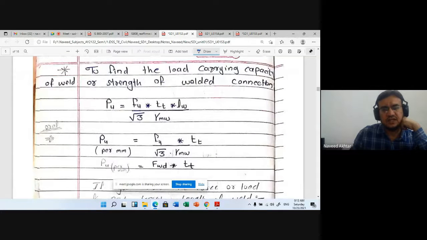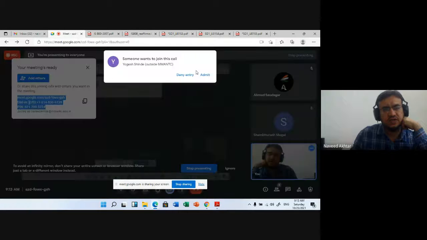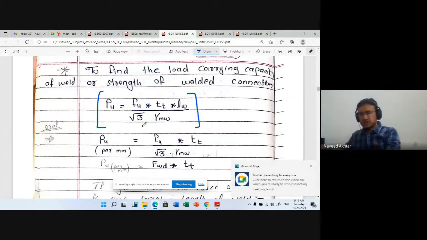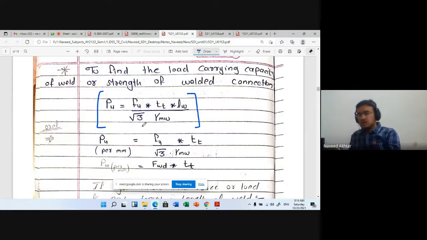So to find out the load carrying capacity of the weld, the strength of the welded connection, PU, you can write this formula. Okay, this formula you can use and you can easily find out the strength, the load carrying capacity of your weld.